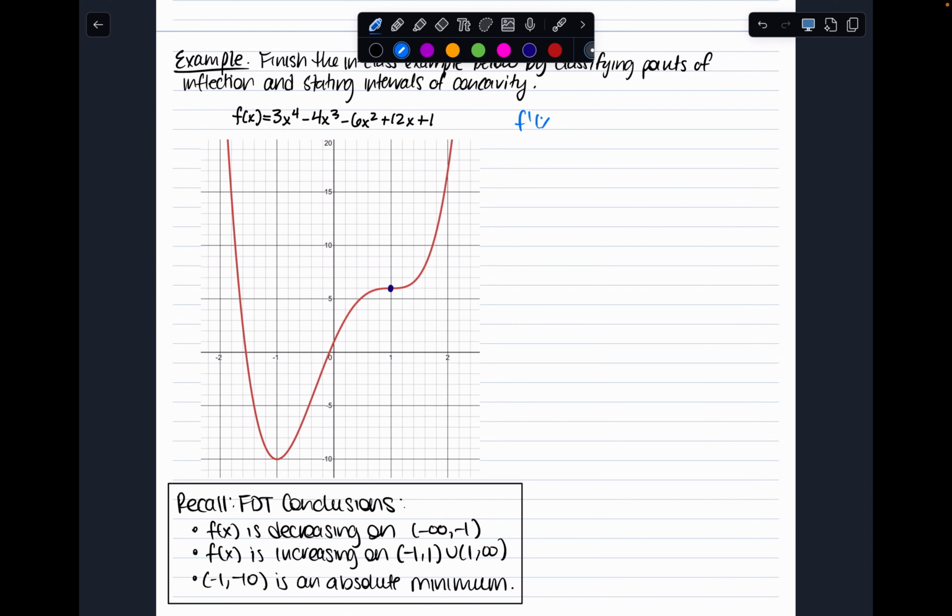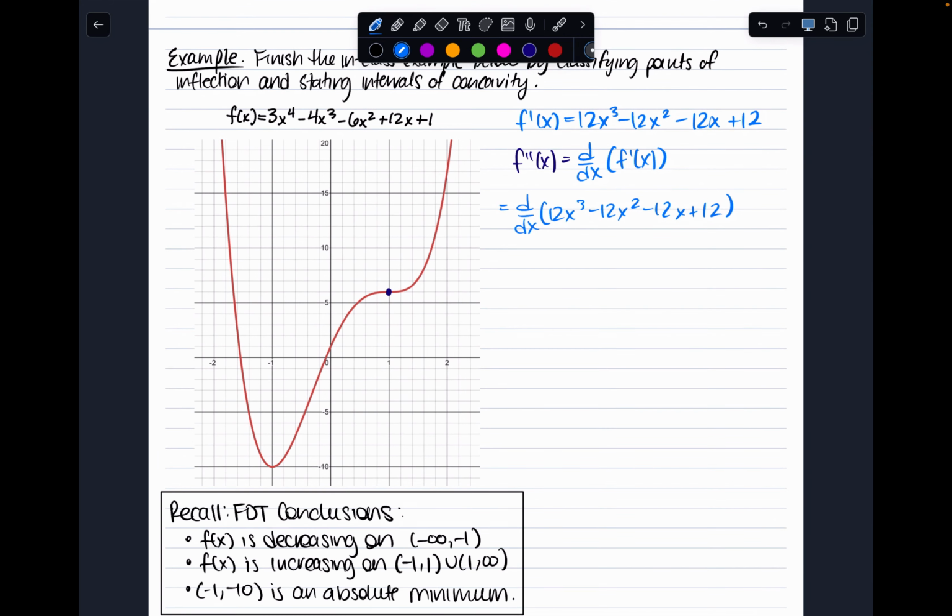In this case, recall that the first derivative was 12x to the third minus 12x squared minus 12x plus 12, making the second derivative, and remember, we learned this a little bit in D4 as well, the second derivative is the first derivative of the first derivative. So we're taking the derivative of that function that was our derivative. We can make this a little easier on ourselves by factoring that 12 out and then taking the derivative of the factored form.